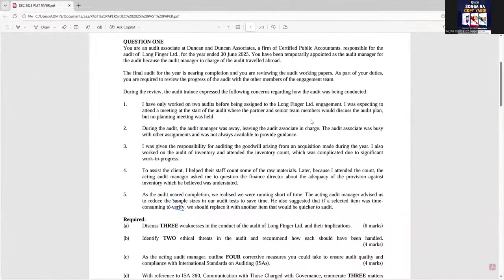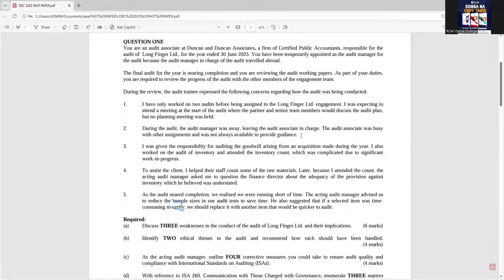So we can talk about the first one here. The first weakness that is here is lack of planning. You can see it here. There's lack of planning. Then number two, we are talking about lack of supervision. There's lack of supervision. During the audit, the manager was away, leaving the audit associate in charge. The audit associate was busy with other assignments and was not always available to provide guidance or supervision.